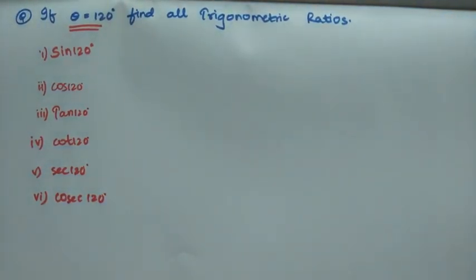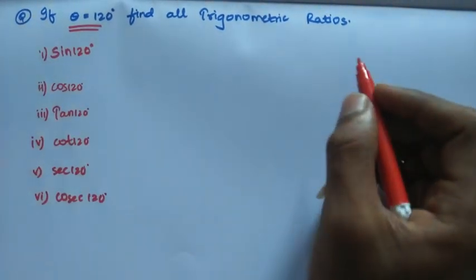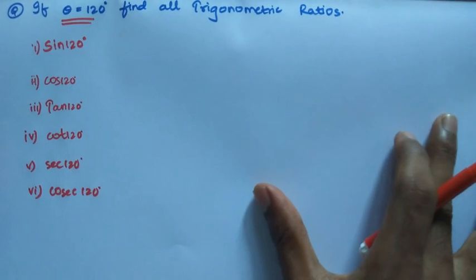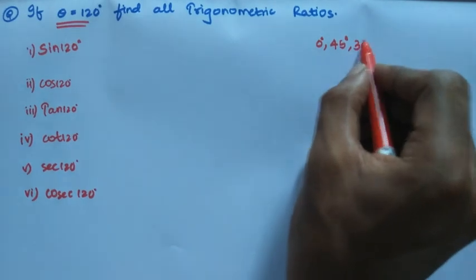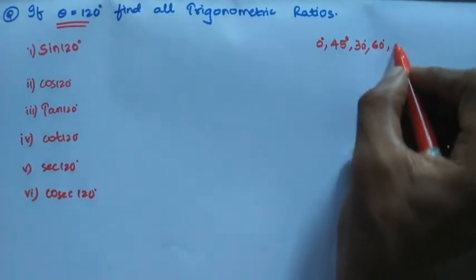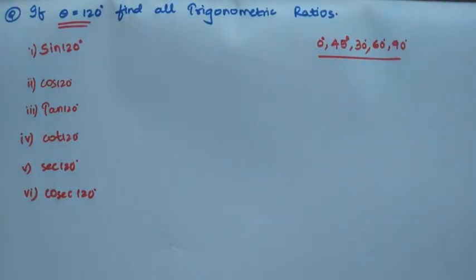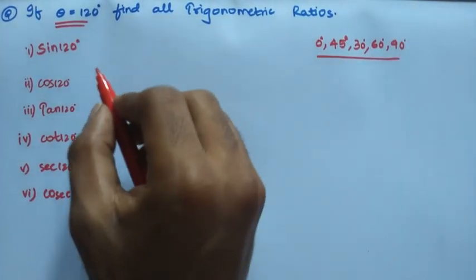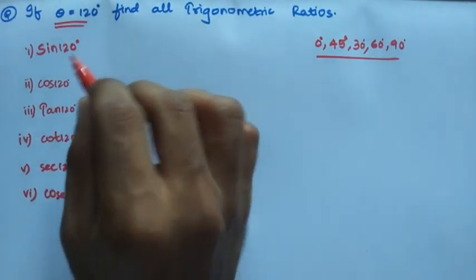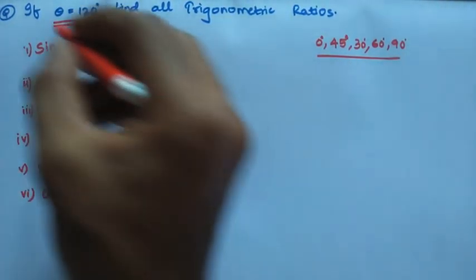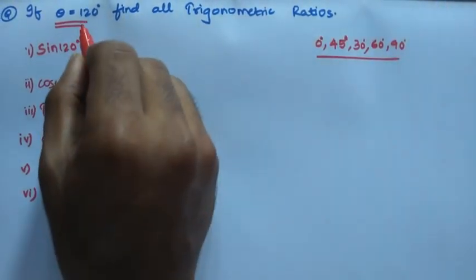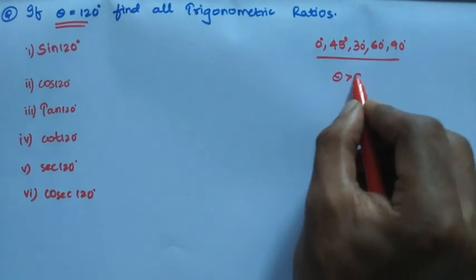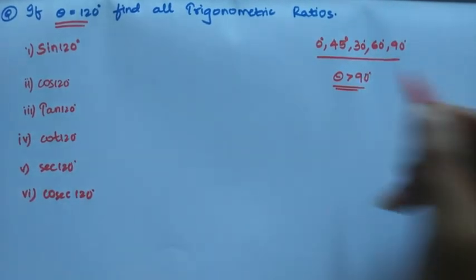But we learnt trigonometric ratios of some specific angles, that is for 0 degrees, 45 degrees, 30 degrees, 60 degrees, and 90 degrees. Now we need to find them for 120 degrees. While using this concept, you need to use all silver teacups. Because this theta is greater than 90, if you find anywhere theta greater than 90, then you should go for all silver teacups.